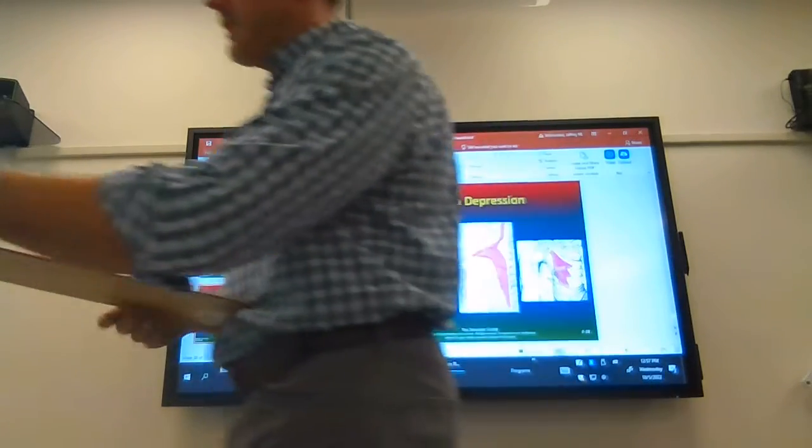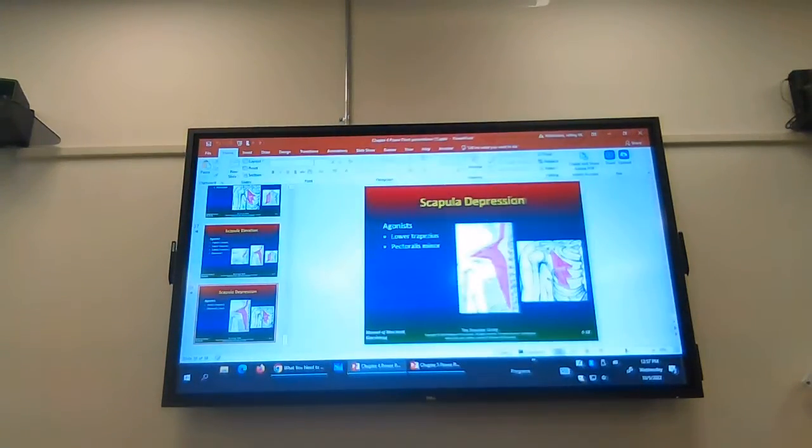So we'll give you a start. So one across is lower trapezius. Three down is middle trapezius. So that should give you a good jump start. Three down is middle trapezius. One across is lower trapezius.